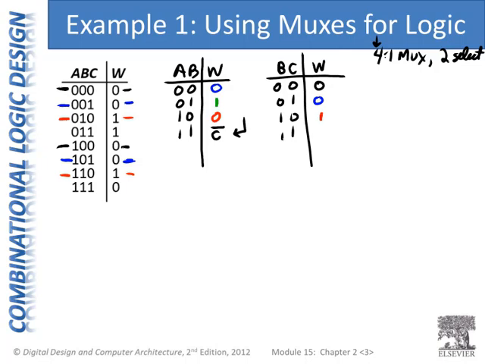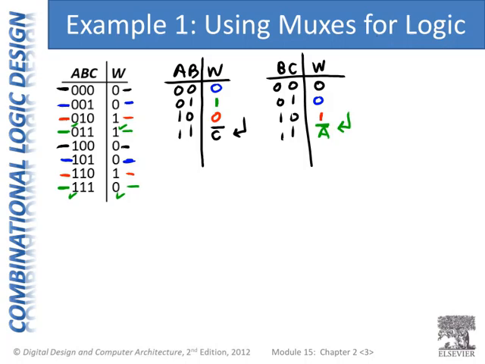And finally, the last one, when B and C are both 1, the output is the opposite of A. So when A is 0, W is 1. When A is 1, W is 0. So we put A bar here. So again, for this implementation, if we put B and C on the select lines, we need a single inverter in addition to the multiplexer to implement this function.